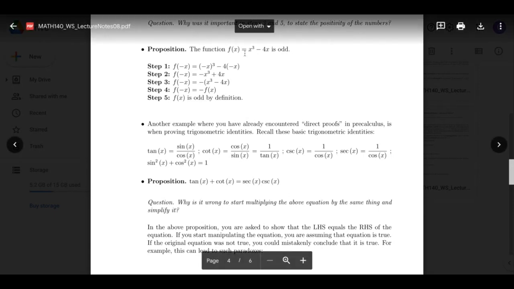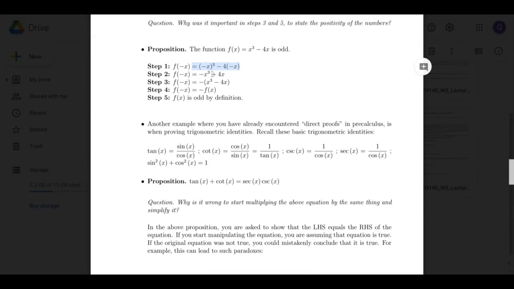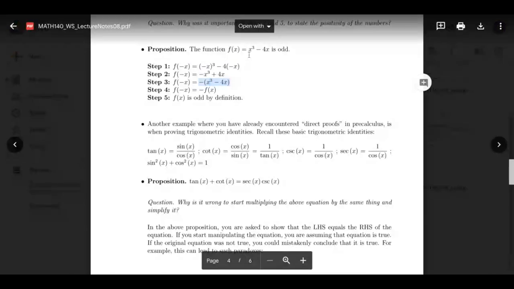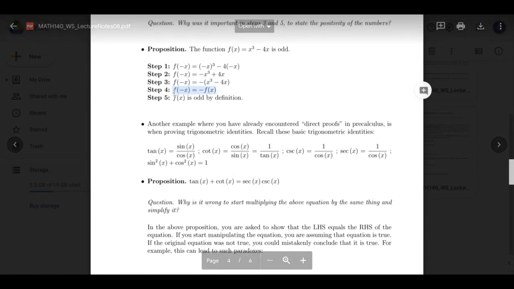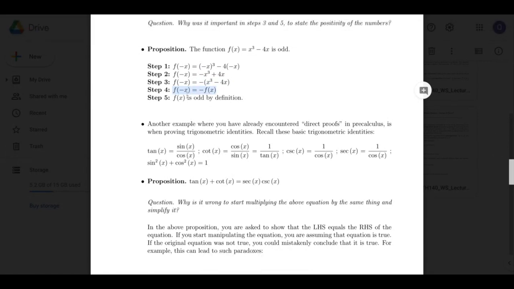So we want to plug negative x into this function. We would get negative x cubed minus 4 times negative x. We simplify, we get negative x cubed plus 4x. So we factor out the negative sign, we get x cubed minus 4x. Well, x cubed minus 4x is just f of x. So we showed f of negative x equals negative f of x, which is the definition of an odd function.